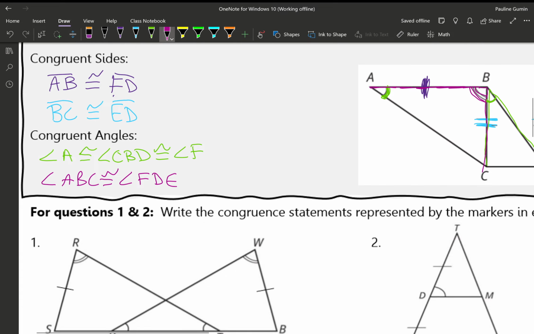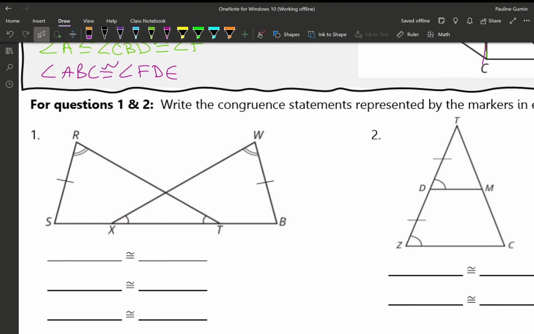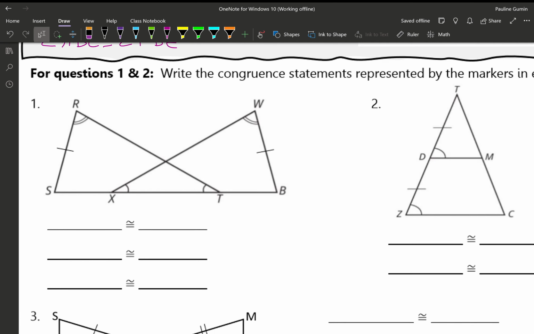All right, let's continue. For these two problems, let's write the congruent statements. So everything that's congruent in these triangles. All right, so first I notice the tick marks on the sides. I think that's the easiest one to see. So then we have RS and WB, not D. I don't know why I wrote a D.